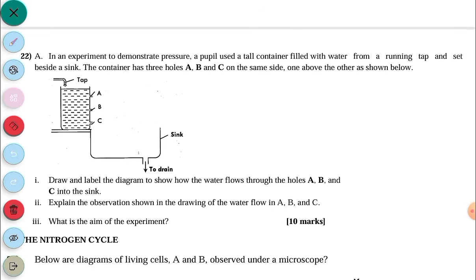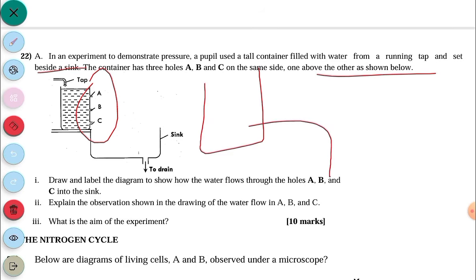Question 22. In an experiment to demonstrate pressure, a pupil used a tall container filled with water from a running tap and then set beside a sink. The container has holes A, B, and C on the same side, one above the other as shown below. So we have them like this. Draw and label the diagram to show how the water flows through A, B, and then C. So a diagram showing how the water flows since pressure increases with depth. So for C, that's how the pressure is going to be. For B, that's how it's going to be. And then for A, that's how it's going to be.